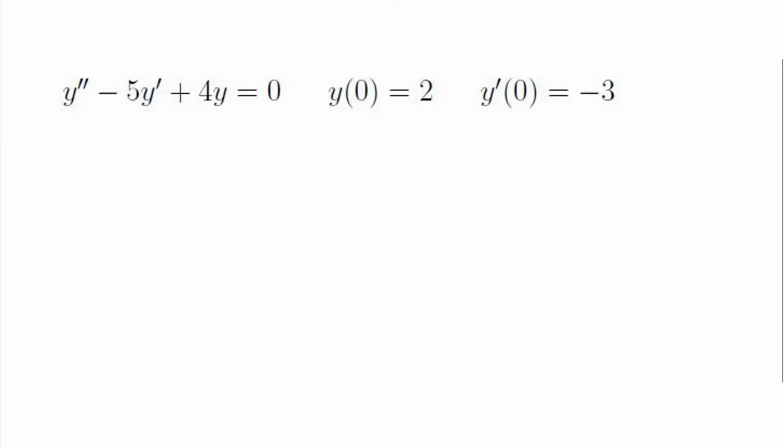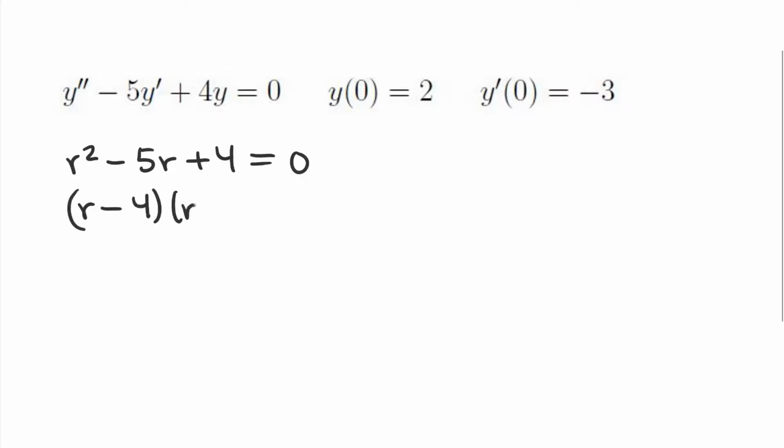And so the way we're going to solve this is we're going to first find the characteristic equation, which we can just read off the coefficients. r squared minus 5r plus 4 is equal to 0. Then we want to solve for r, so in this case I can factor to get (r minus 4) times (r minus 1) is equal to 0, and so r is equal to 1 and 4.